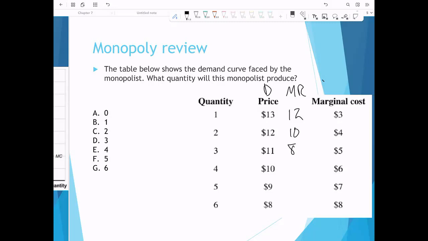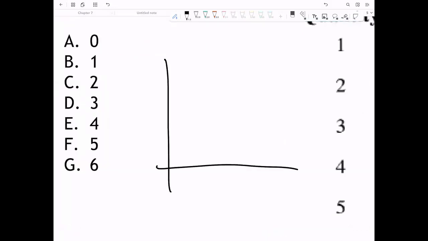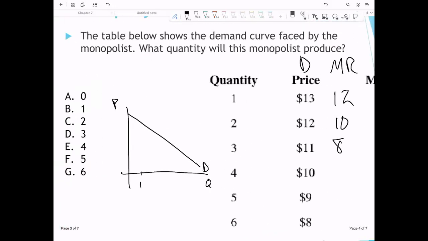Okay, so what we're getting here is I'm hearing some whispers, so let me just draw it out here so we make sure we're all on the same page. This is the demand curve, right? So at 1, the price is what? 13.